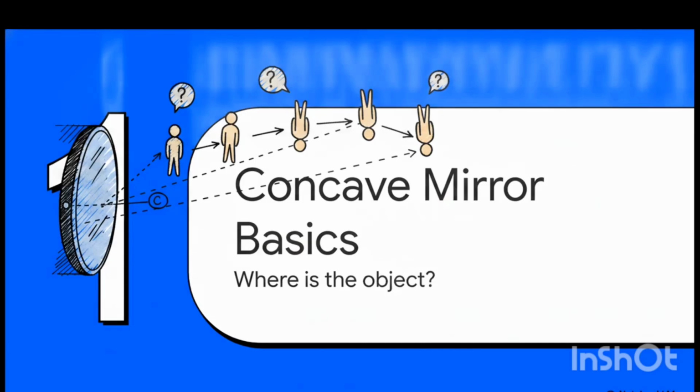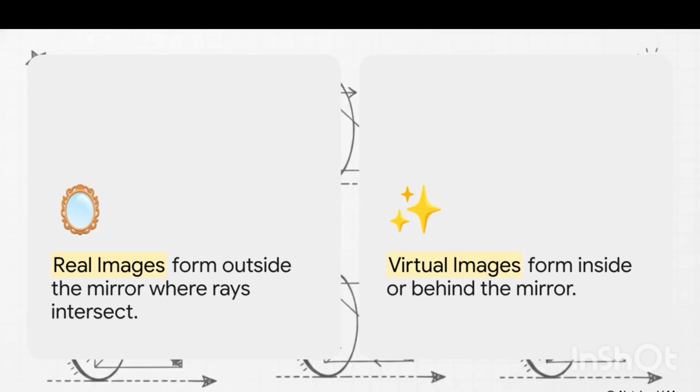All right, Section 1. Basics of concave mirrors. The absolute most fundamental concept to grasp here is that an image depends entirely on where your object stands relative to the mirror. And based on that spot, we get one of 2 results, real or virtual. Now, when light rays bounce off the mirror and physically intersect outside, right in front of it, they create a real image. But if they only appear to meet inside or behind the mirror, well, that's a virtual image. So just remember, physical intersection outside equals real. Keep that in your back pocket.